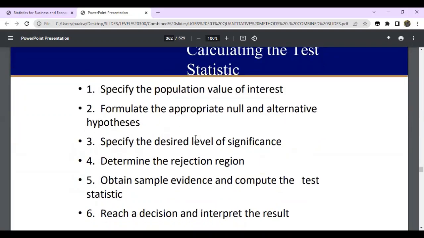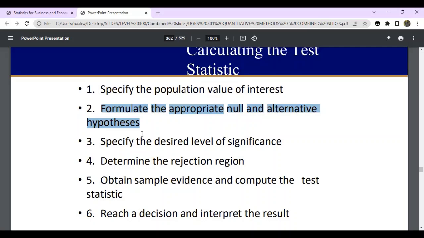First, specify the population value of interest. Second, formulate the appropriate null and alternate hypothesis. By now we all know how to formulate our null and alternate hypothesis, but it's very important because this second stage will help us to know whether the test is a lower tail, upper tail, or two tail test. So that second stage is very, very crucial.